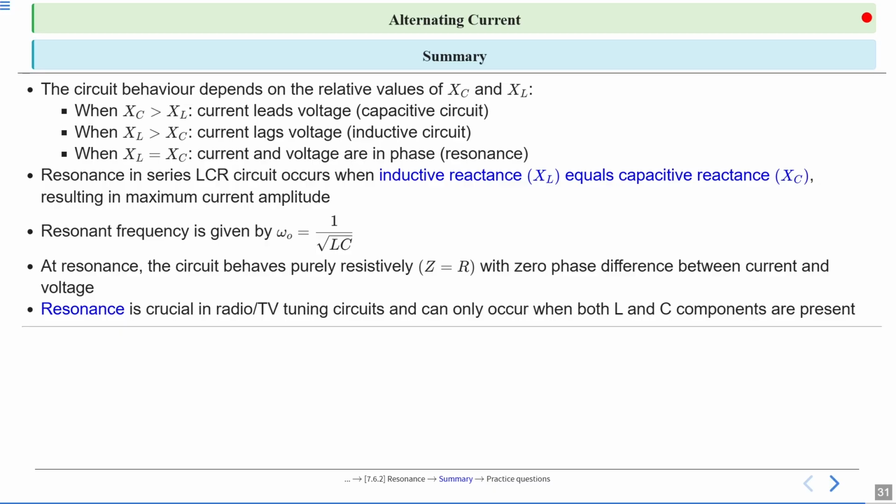Resonance is crucial in radio and TV tuning circuits and can only occur when both L and C components are present.